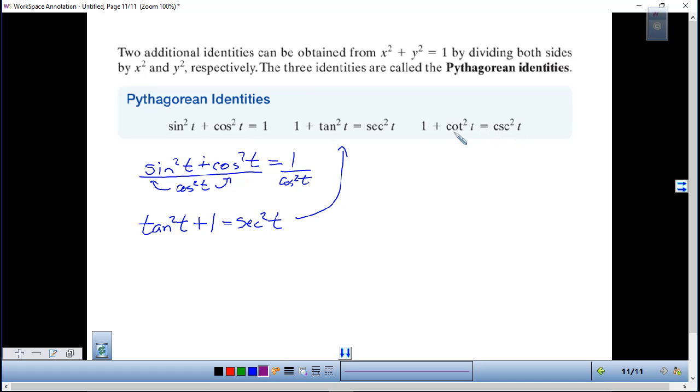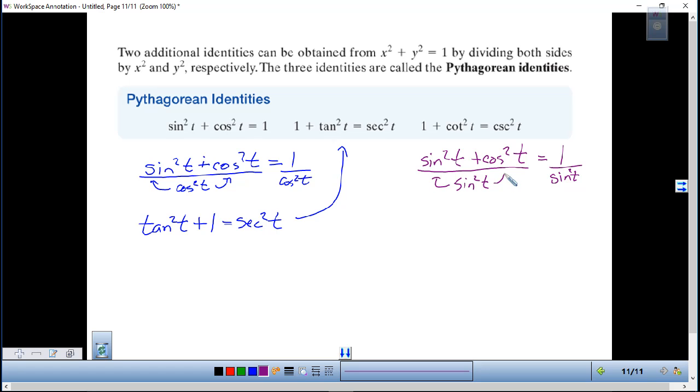All right, and we can do the same thing with this one over here. Start off with sine squared t plus cosine squared t equaling 1. And let's say I need cosecant. Well, I know I'm going to get cosecant by dividing 1 divided by sine squared t. Well, if I do it on one side of my equation, I have to do it on the other side.